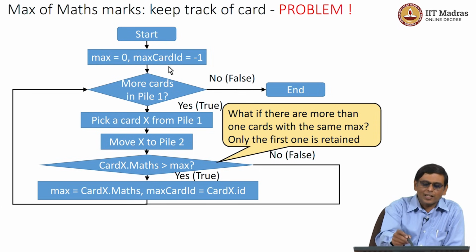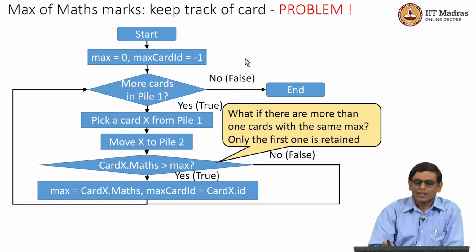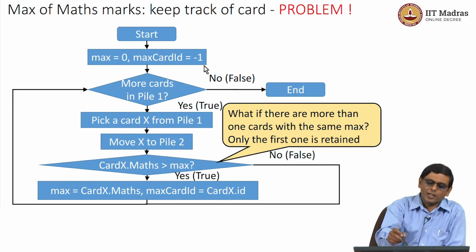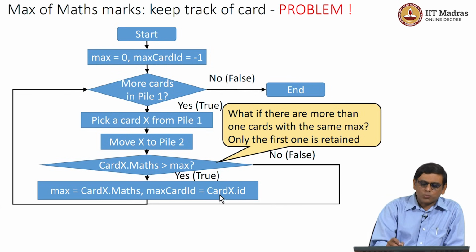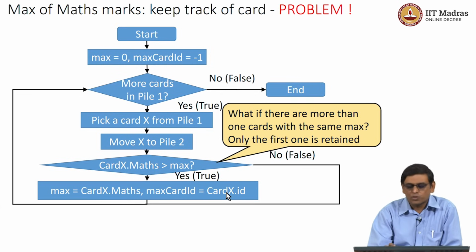So, we have to let max card ID not only represent a single thing, but probably a list of cards, separated, let us say, by comma or something like that. So, we can keep track of not just the card that we found, but the list of cards on which we found the maximum number.